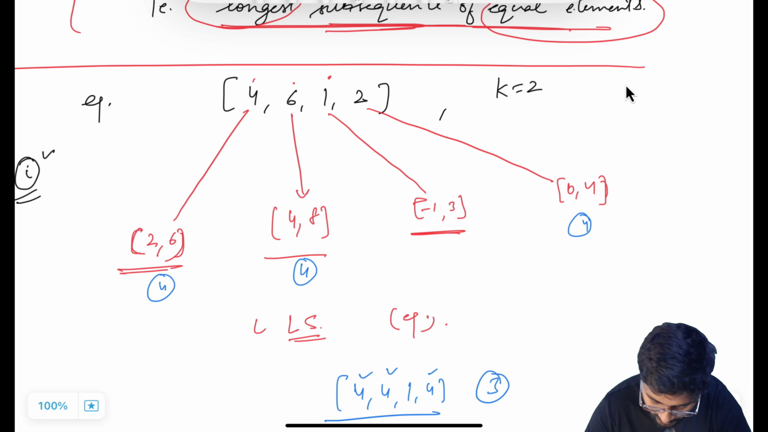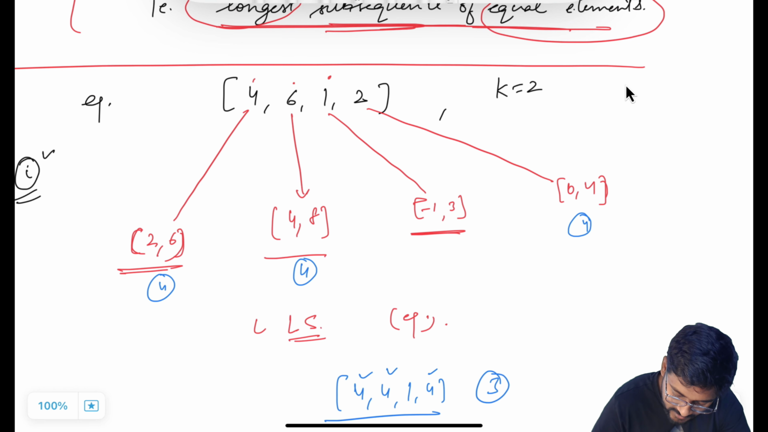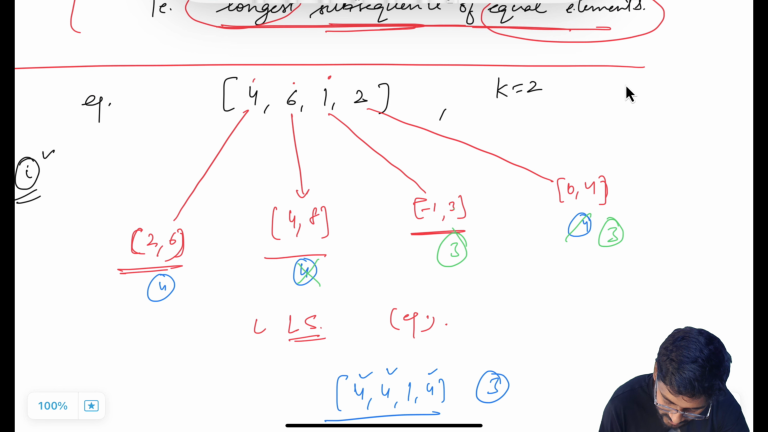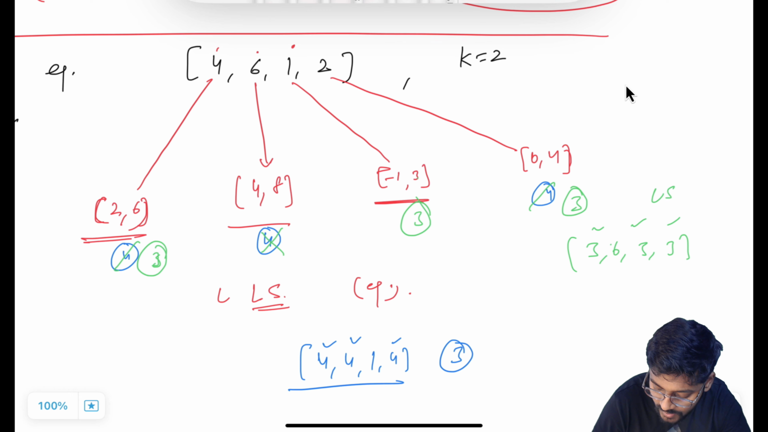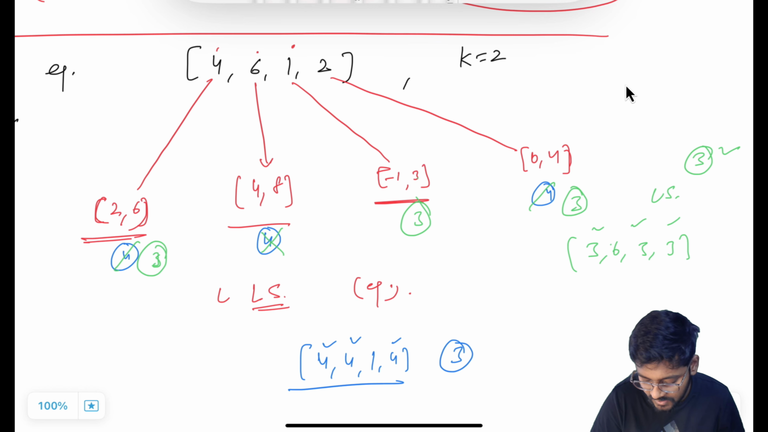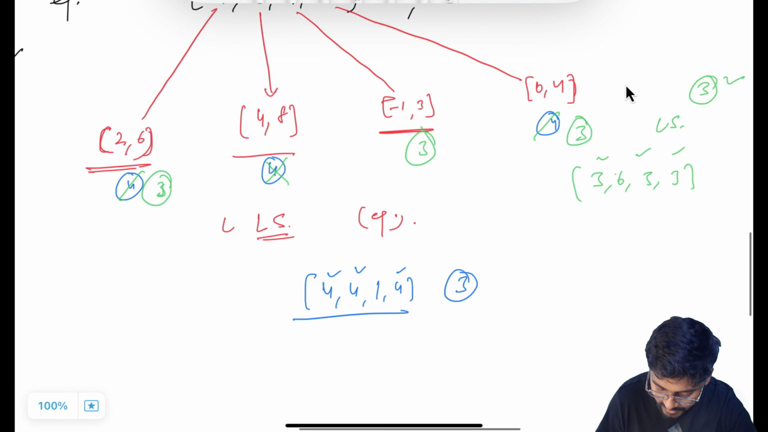Now let's say I try to convert to 3. I pick 3 from this range, and from this I can also pick 3. From this I cannot pick 3 because 3 is not in the range. From this I can pick 3. And I can convert the whole array to 3, 6, 3, 3. In this case also, the longest subsequence with value equal to 3 has length 3. And the answer is 3. The answer is the length of the longest subsequence.